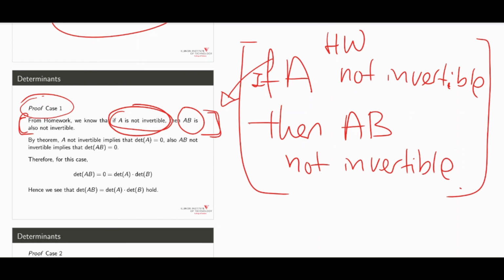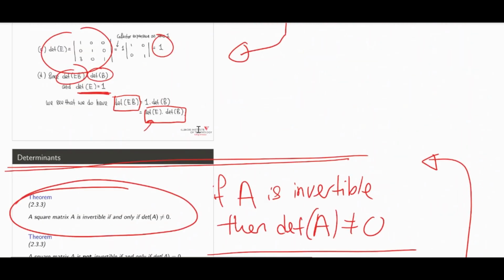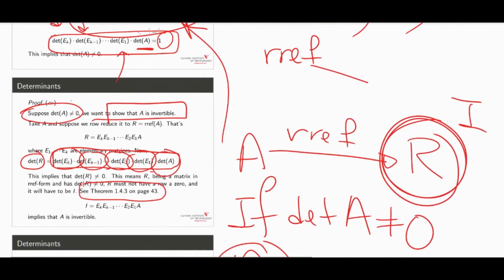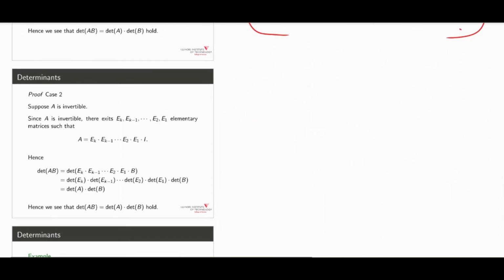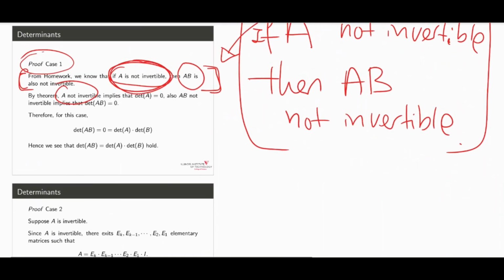Now, case 1 is to assume that A is not invertible. From the previous theorem that we already established, theorem 2.3.3, we already established everything we need to know about invertibility. So we know that if A is not invertible, then the determinant of A is 0. But AB is also not invertible, so the determinant of AB is also 0.